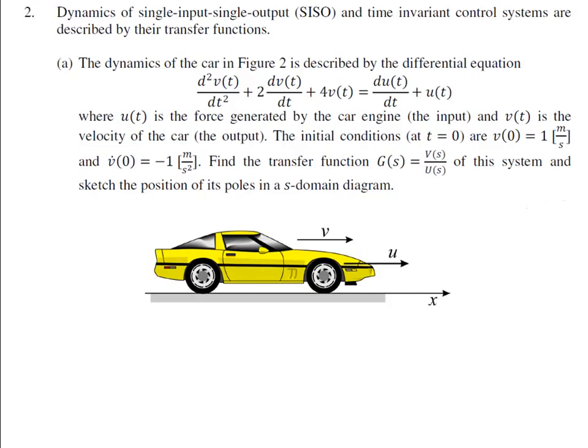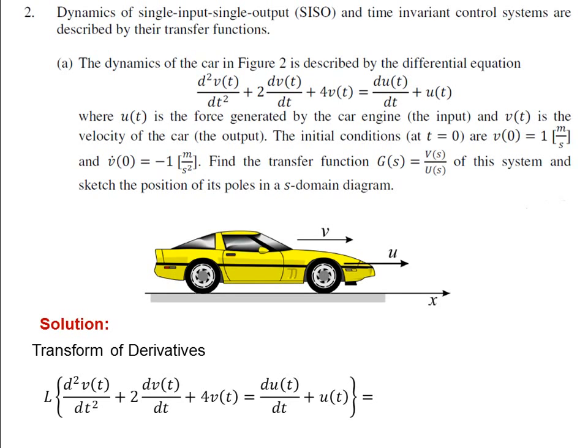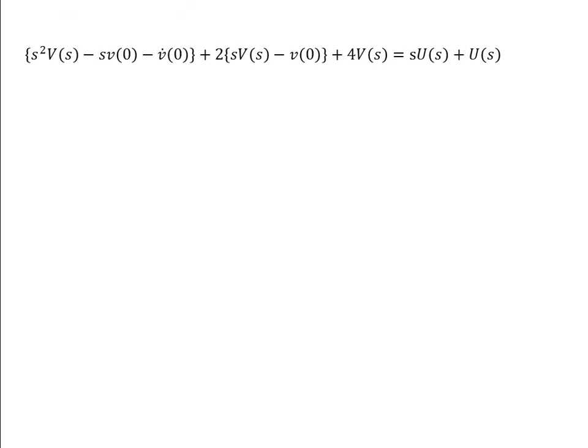We need to use the transformation of derivatives theorem. After applying it, I have the Laplace of the differential equation as s squared V(s) minus s v(0) minus v dot(0) plus 2s V(s) minus v(0) plus 4 V(s) equal to s U(s) plus U(s). If I apply the initial conditions, I will have (s squared plus 2s plus 4) multiplied by V(s) equal to s plus 1 plus (s plus 1) U(s).